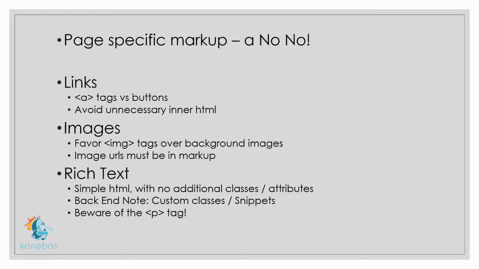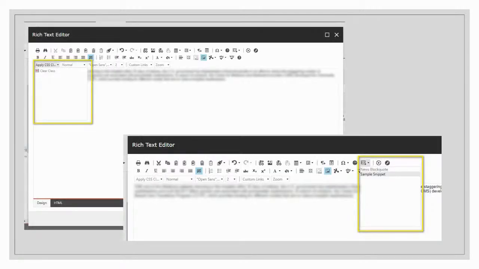That being said, sometimes you get a lot of complex content in the rich text, which might need custom classes or even custom snippets. So how do we handle this? There are ways of gracefully working around complex formatted content, and two such ways are custom classes and snippets, which we as backend developers can actually configure in the rich text editor. So these are the two examples.